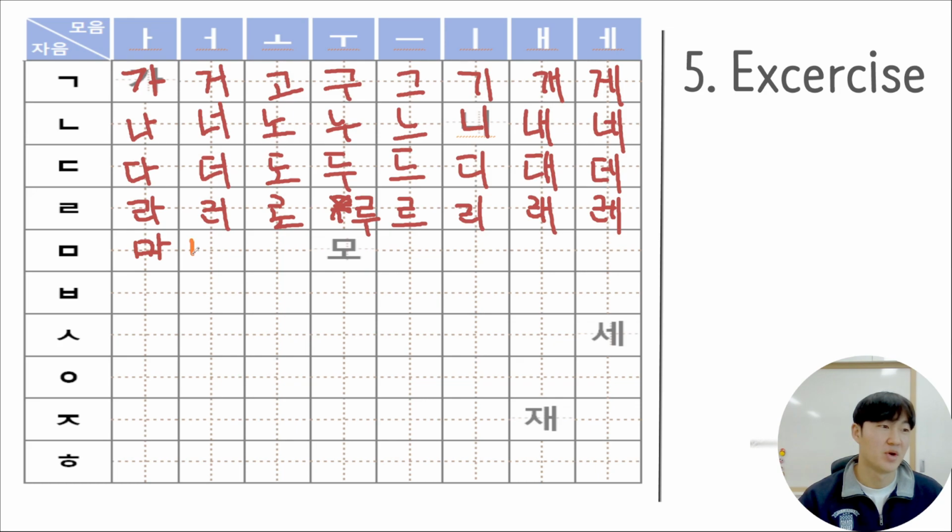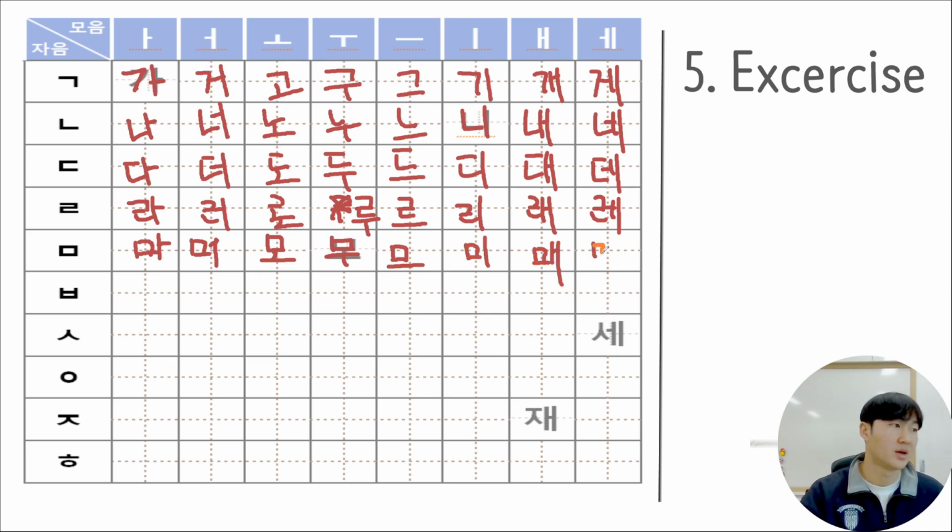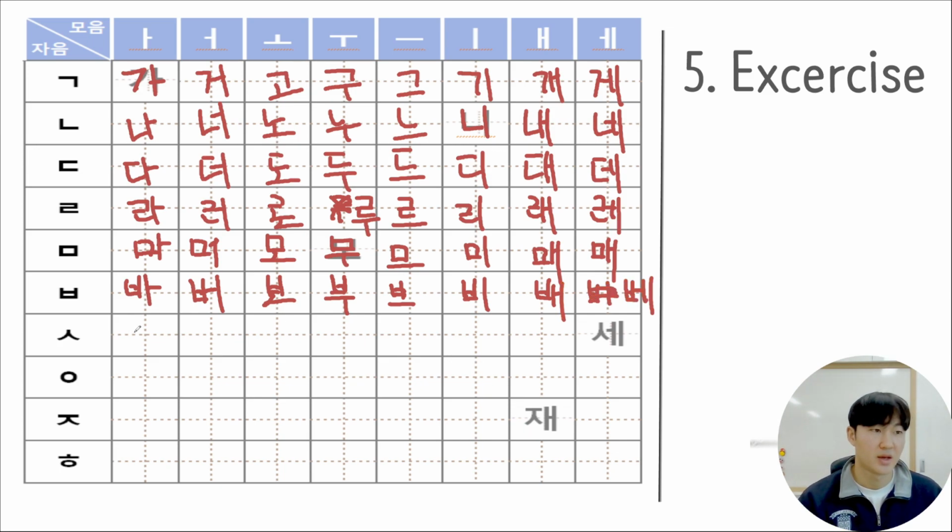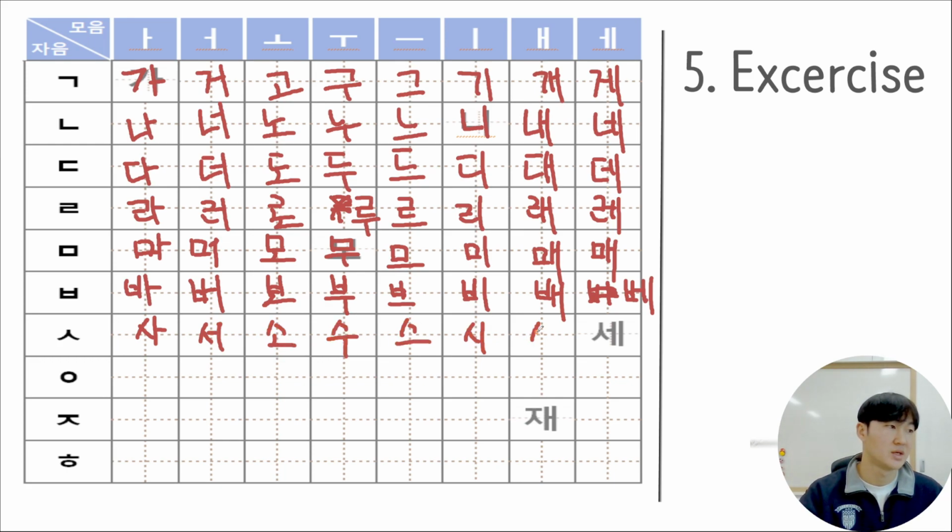마, 머, 모, 무, 미, 매. 사, 서, 소, 수, 스, 시, 세. 아, 어, 오, 우, 으, 이, 에.